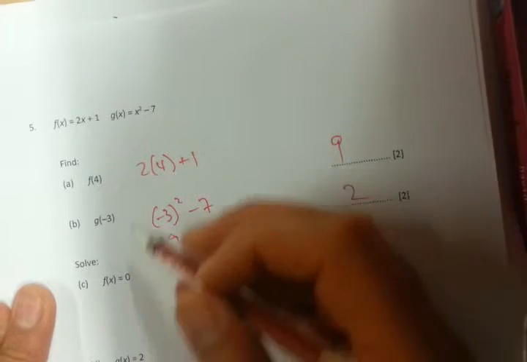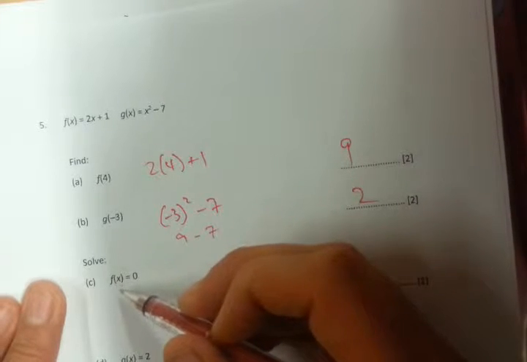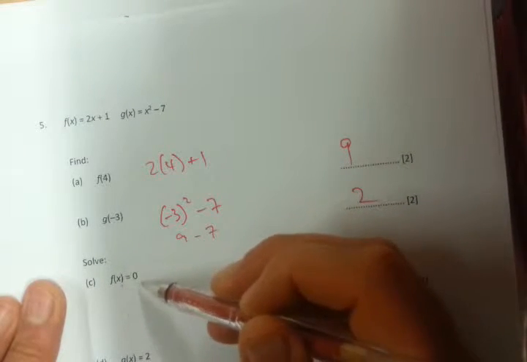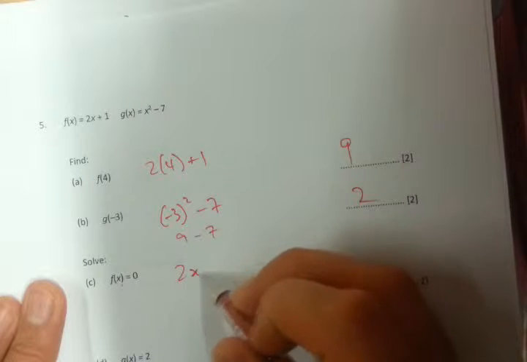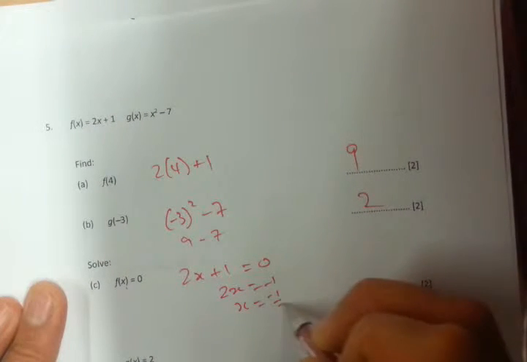F of x equals 0, so this is when it's saying, what do we put in to get 0 out? Not f of 0, which is when you replace x with 0. F of x equals 0, so when does this equal 0? Well, if 2x plus 1 equals 0, 2x is minus 1, so x is minus a half.